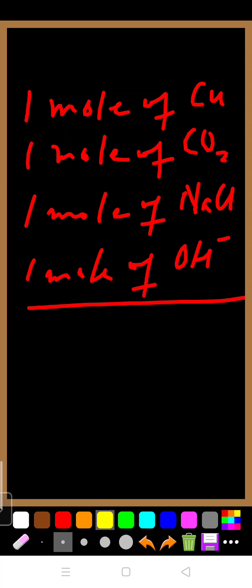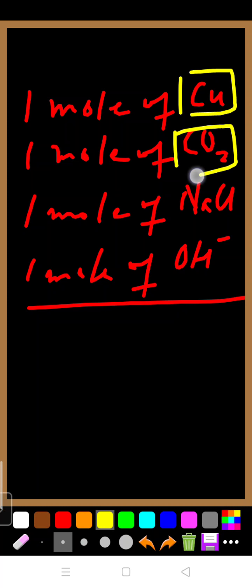1 mole of copper, what will copper be composed of? Copper will be composed of copper atoms because copper is an element, and elements are composed of atoms. So 1 mole of copper will contain copper atoms. 1 mole of carbon dioxide will contain carbon dioxide gas molecules because carbon dioxide is a covalent compound. Then 1 mole of sodium chloride.